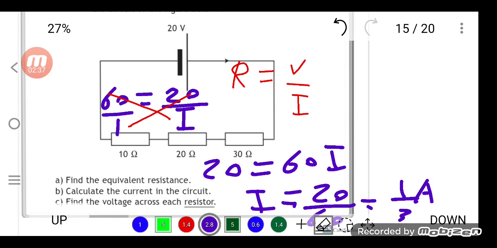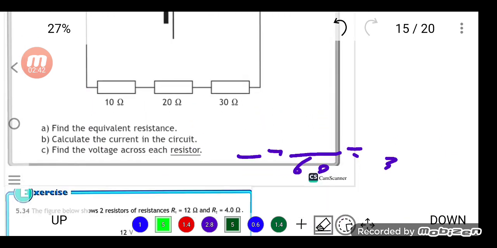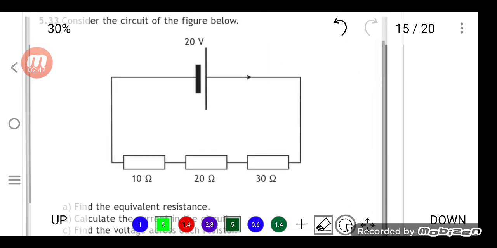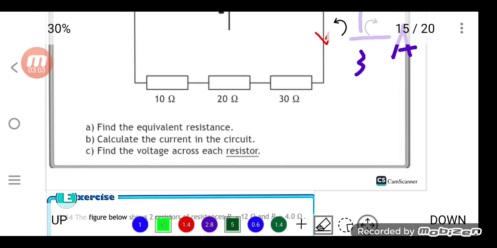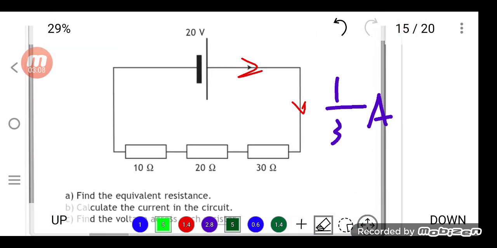So let's write this. Here, the current will flow from the positive terminal of the circuit to the negative terminal, which means like this, 1/3 amps. So the current is 1/3 ampere. Now, next question here. Find the voltage across each resistor. Now, the voltage across each resistor is easy.